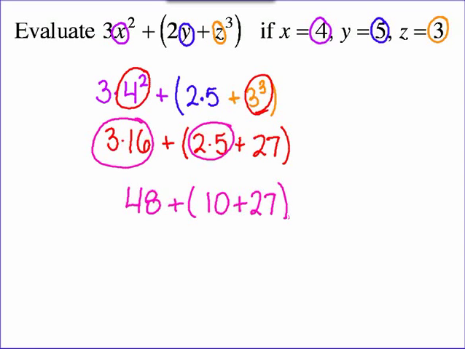Order of operations here states I'm going to do the parentheses. So I end up getting 48 plus 37. In this case, it wouldn't have mattered, but you really should since they were given parentheses in the problem. And so what's my final answer going to be? 85. Good.